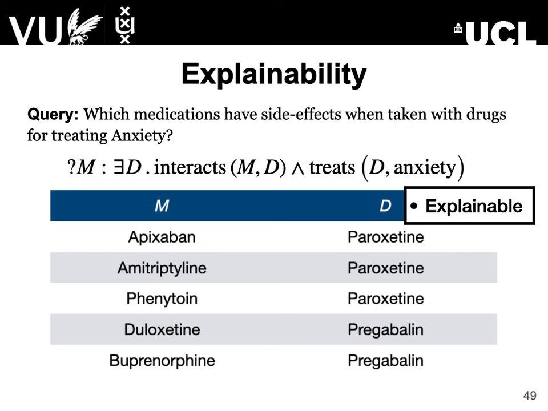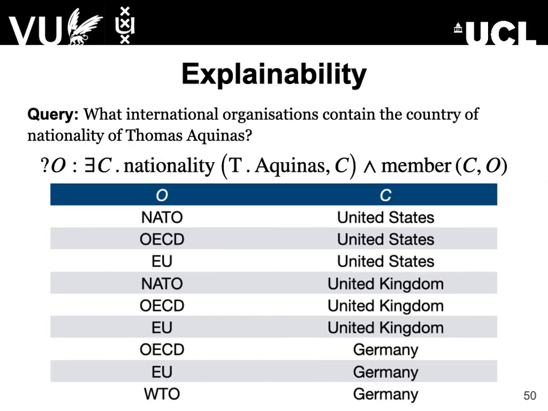And this allows us to check whether the results are being produced for the right reasons. In this case, paroxetine and pregabalin are two possible treatments for anxiety, so the model is producing the correct answers for the correct reasons. This is not always the case.